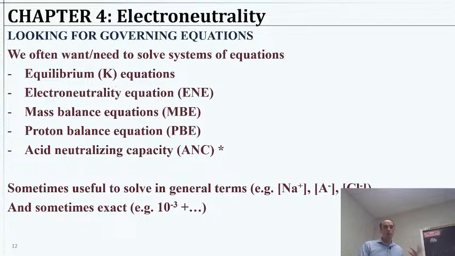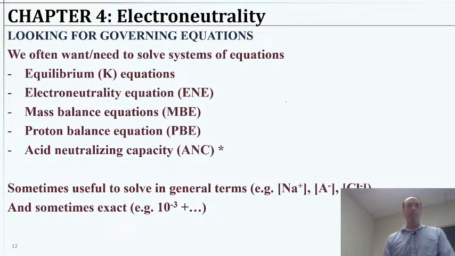Okay, so from there, I want to move on to our next chapter, electroneutrality. And really what we're doing with electroneutrality is the same type of thing we're doing with a lot of other governing equations, processes, and systems. What we're looking for is to have as many governing equations as we can find to solve systems that are complicated, right? So we're often looking for these types of things. The equilibrium constant is one example, so equilibrium equations. Electroneutrality is another one we're talking about now.